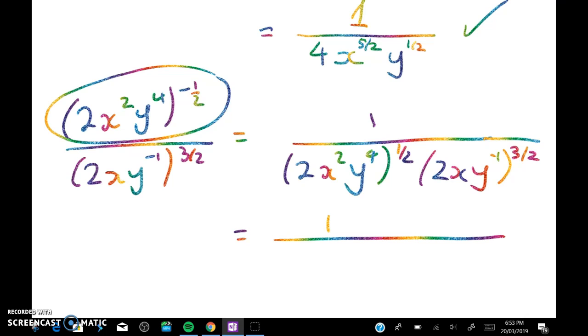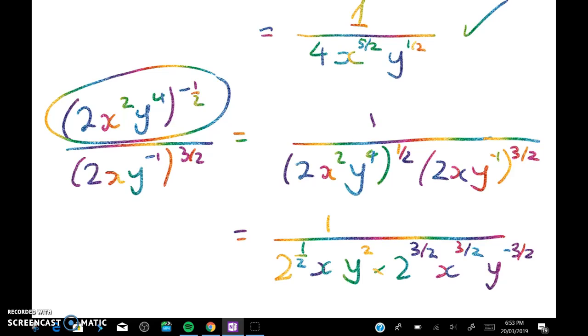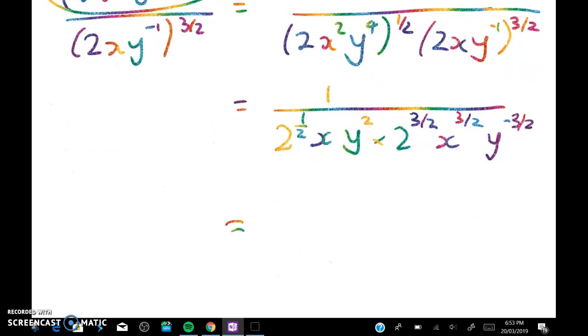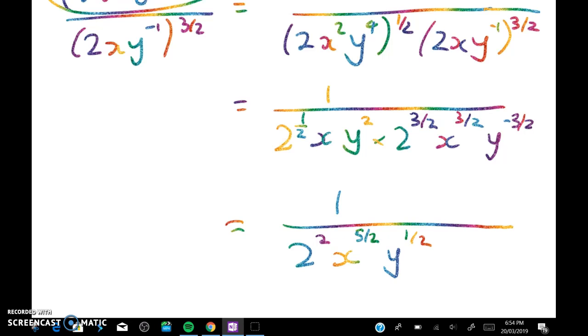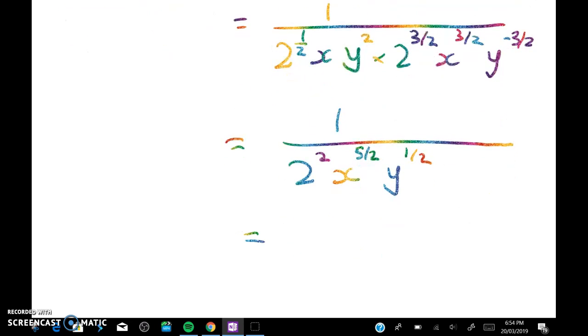And we've got no negative powers except for one little one. So we've got 2 to the 1/2, x to the power of 2 times 1/2, which is x to the power of 1, y squared, times 2 to the 3 over 2, x to the 3 over 2, y to the negative 3 over 2. And now I'm just dealing with adding up powers as follows. So 2 squared x to the 5 over 2, y to the 1/2, which gives me what I had before.